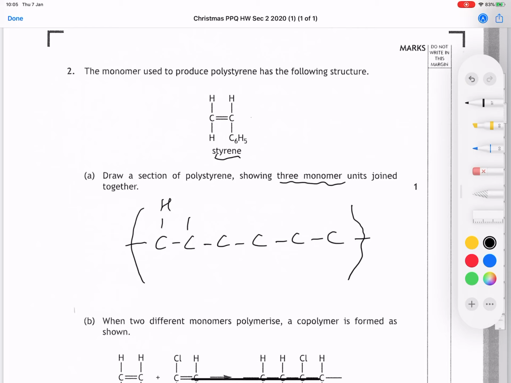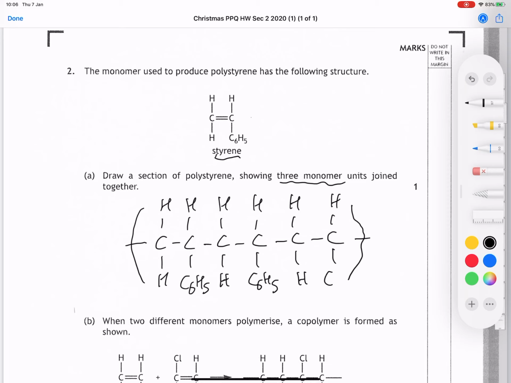It's all hydrogens along the top. And then it's hydrogen alternated with C6H5. For 1 mark.